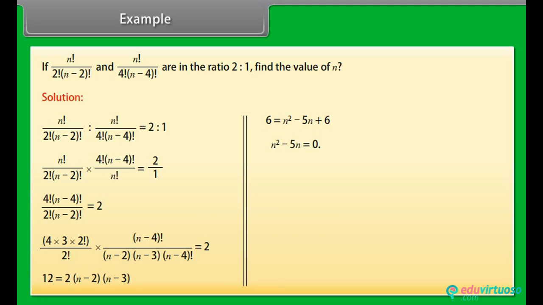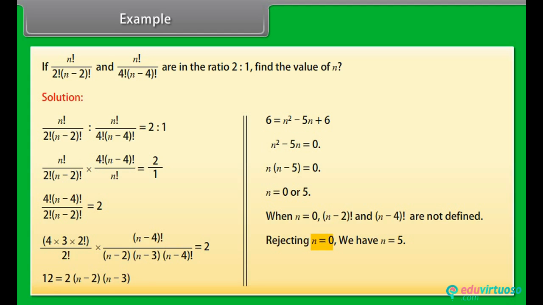n square minus 5n is equal to 0. n into n minus 5 is equal to 0. n is equal to 0 or 5. When n is equal to 0, n minus 2 factorial and n minus 4 factorial are not defined. Rejecting n is equal to 0, we have n is equal to 5.